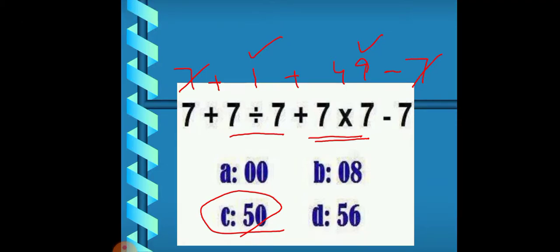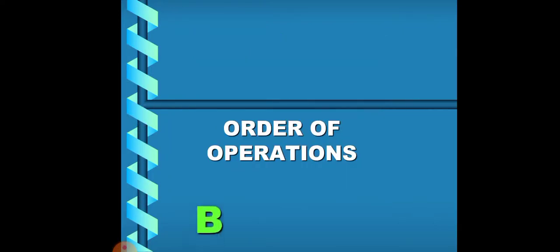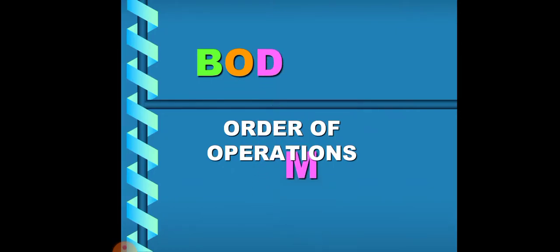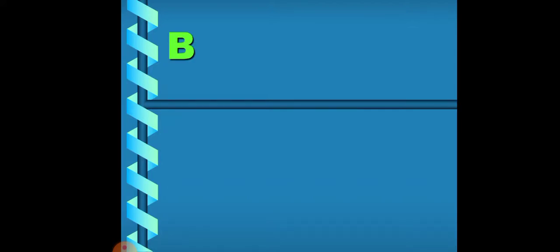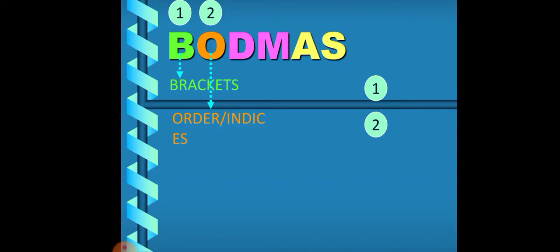Now let's understand how we go for BODMAS by discussing a few examples. B stands for brackets, O stands for order, which we also refer to as indices or powers. It means first you are supposed to solve the brackets, and then you have to go for the powers and expand them.